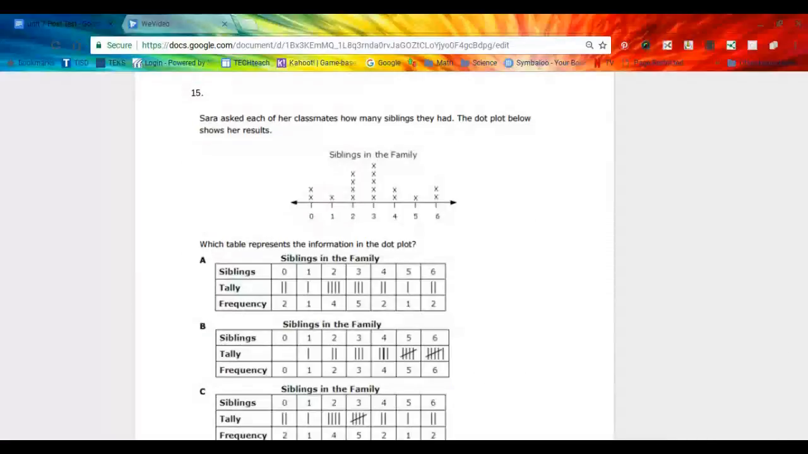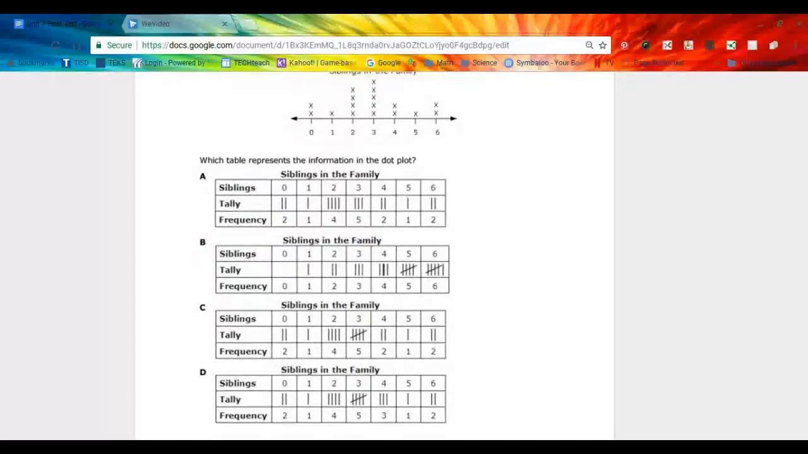She asked each of her classmates how many siblings they had. The dot plot below shows her results. Which table represents the information in the dot plot?